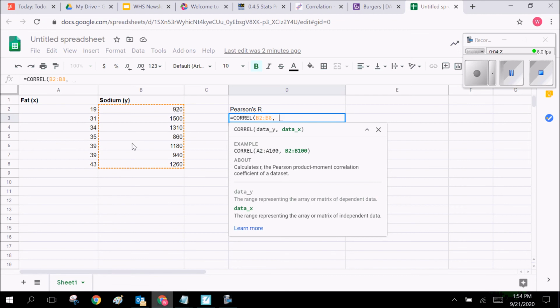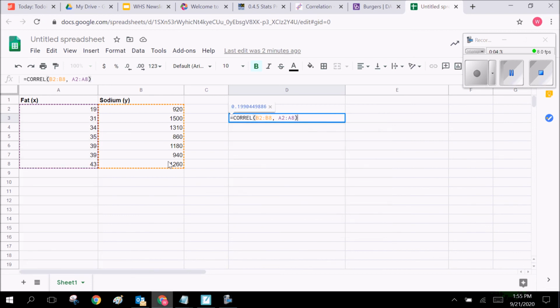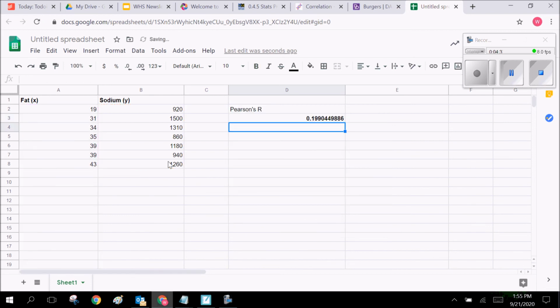Then I'm going to press comma to distinguish it. Now my second one is going to be my X data set. So for this one, this one starts at A2, so I'm going to type in A2, and then I'm going to go all the way through A8, just like the other one, and then close the parentheses. Once I do that, I'm going to be able to click enter, and then here I have the Pearson's R correlation coefficient. Now, what does this mean?